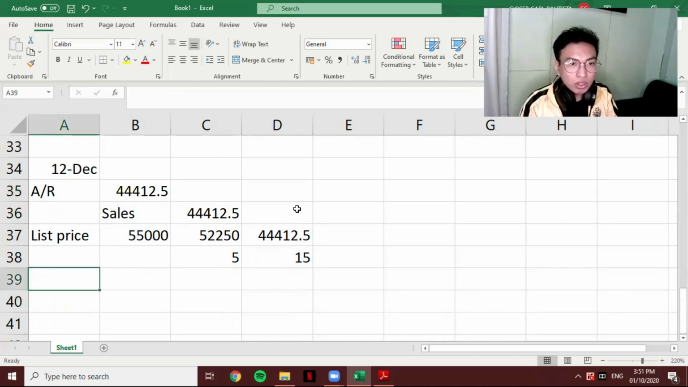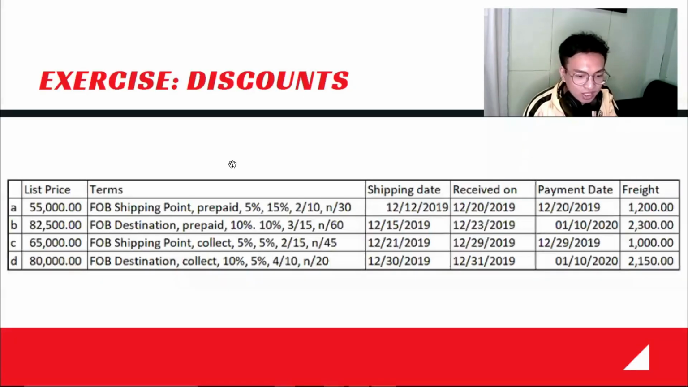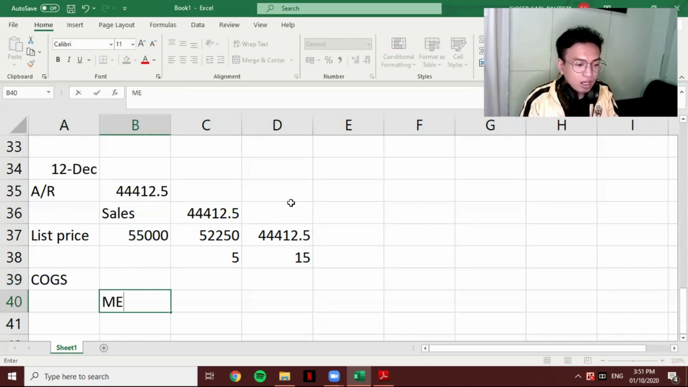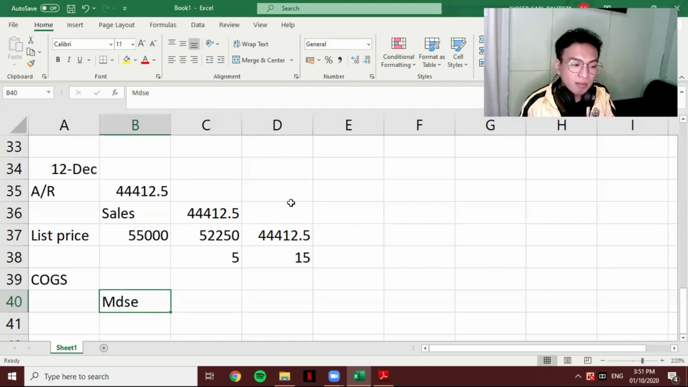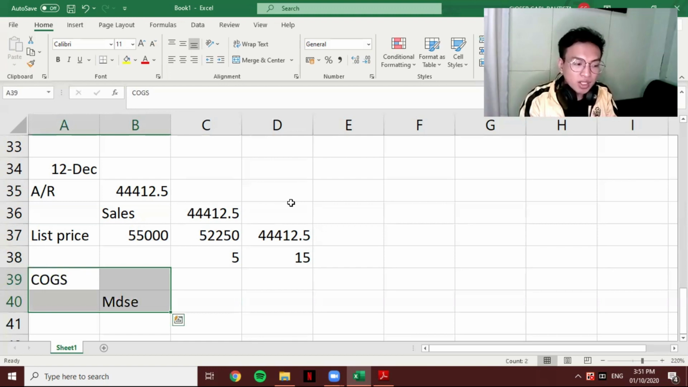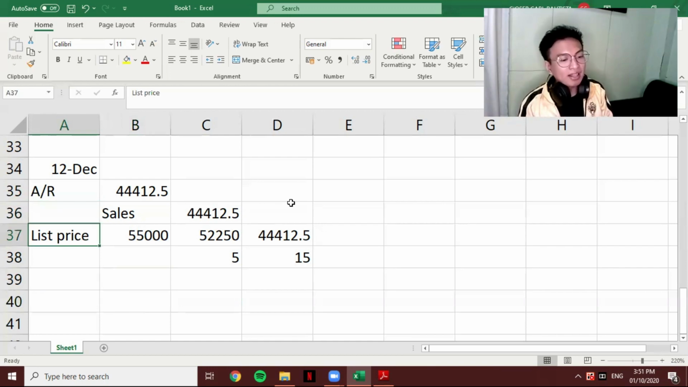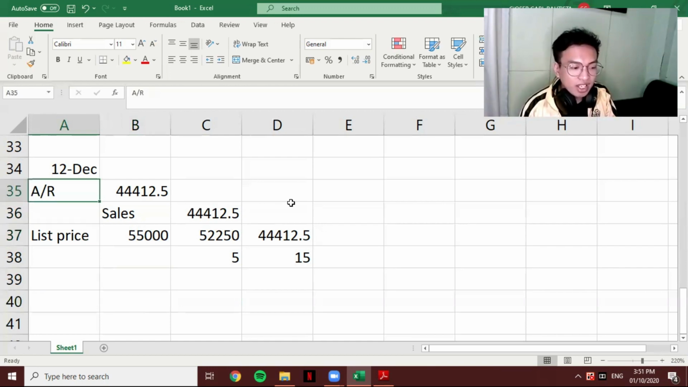We're not going to use perpetual here kasi wala namang binigay pong cost, no? Hindi tayo agad makaka-check ng ating or makaka-move ng COGS and merchandise inventory. If you are given markup percentage at sinabing perpetual system ang ating ginagamit, that's the only time na magkakaroon kayo ng COGS and merchandise inventory. Since ayaw ko kayong pahirapan sa ating sample, yan lang muna tayo. AR and sales lang.